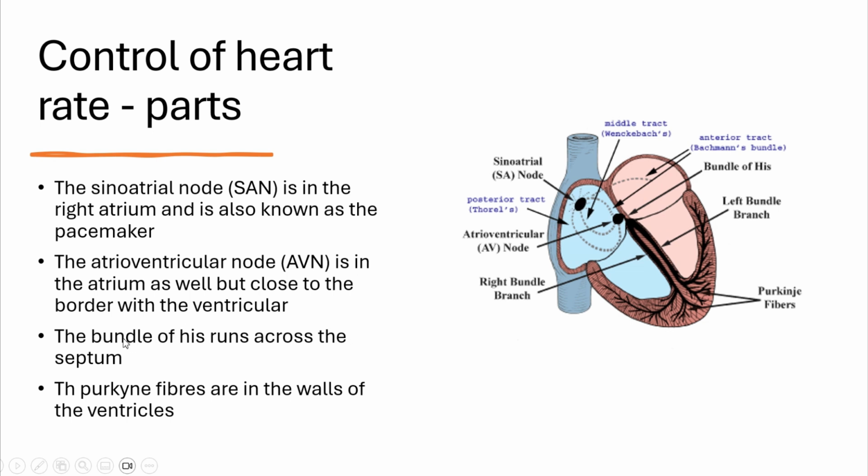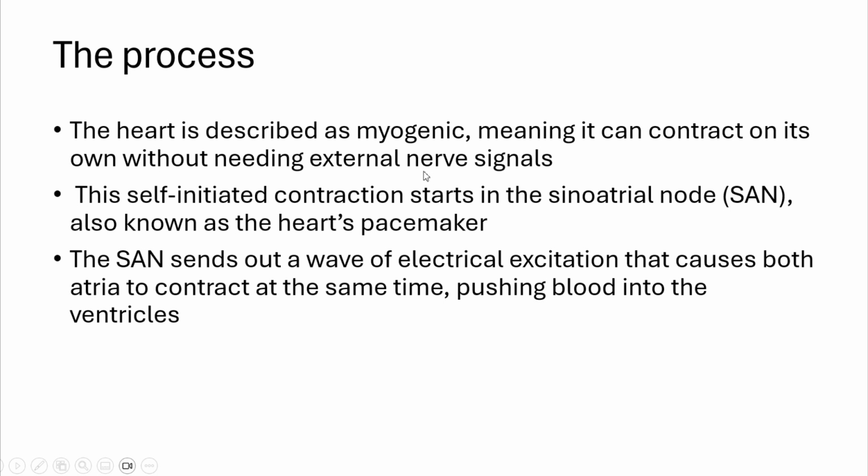Then you also have the bundle of His here, which runs across the septum. Obviously, that's the septum here, and the bundle of His is located there. It connects into the septum and runs down across it. Then these branches here are called Purkinje fibers, which move across into the ventricle wall.